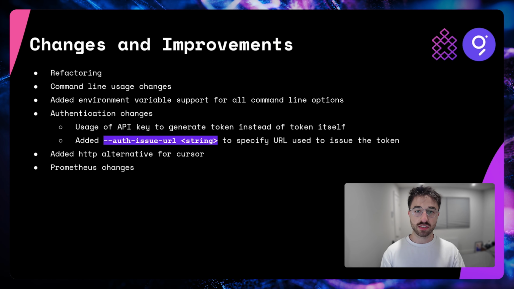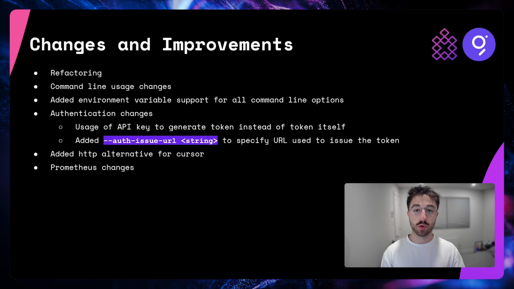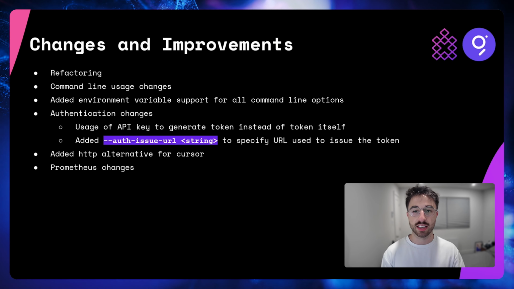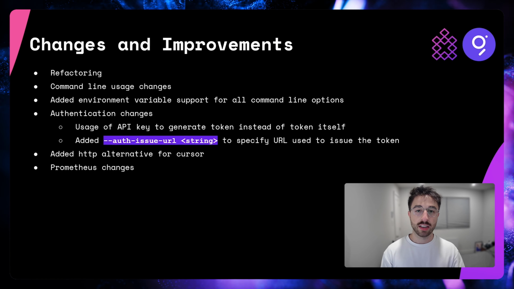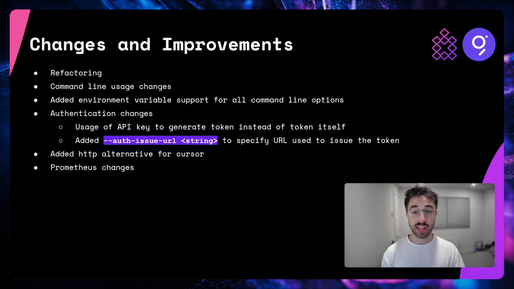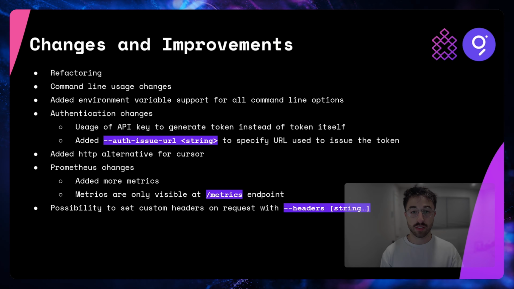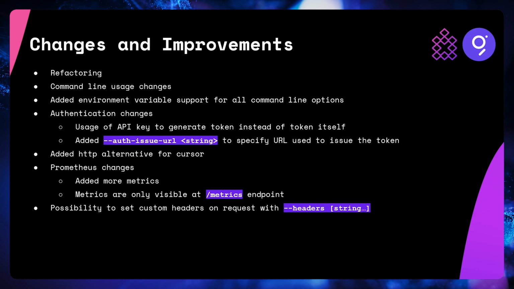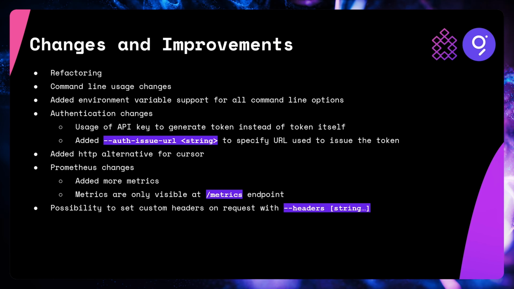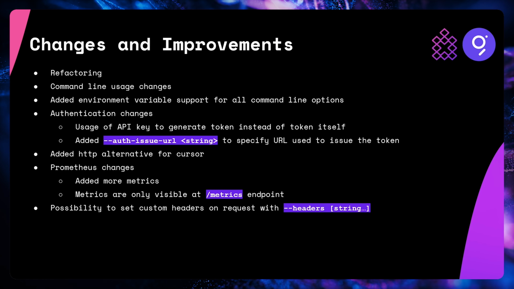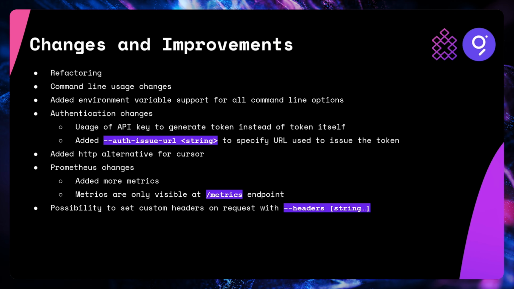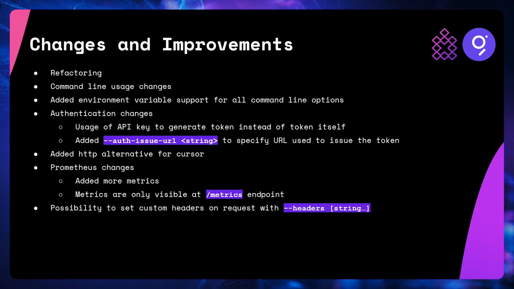We also brought changes to the Prometheus metrics by adding more of them, like the trace ID and other session-specific data, and made the metrics accessible from the /metrics endpoint. Users can now set custom headers that will be sent to the Substream server using the headers command line option. So this could be useful if you want to have different behaviors depending on what headers are sent by your sync.